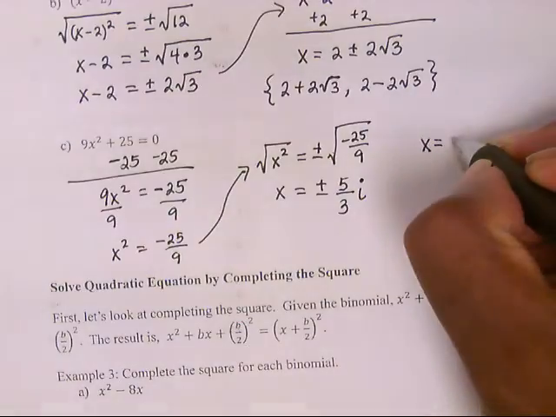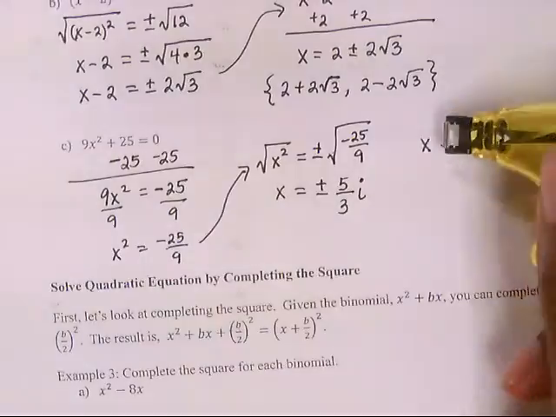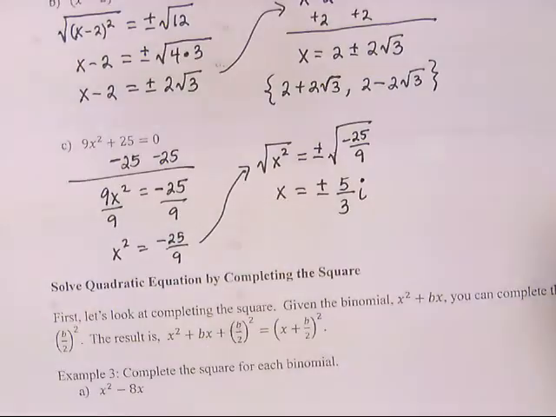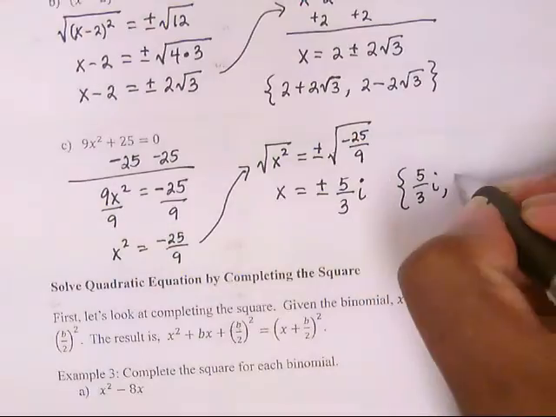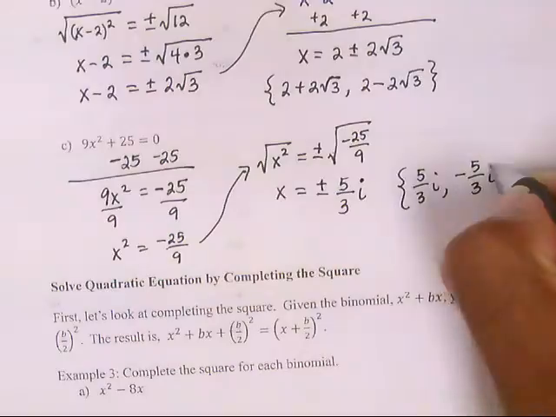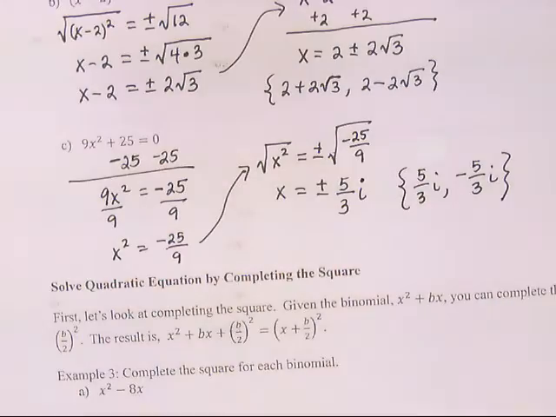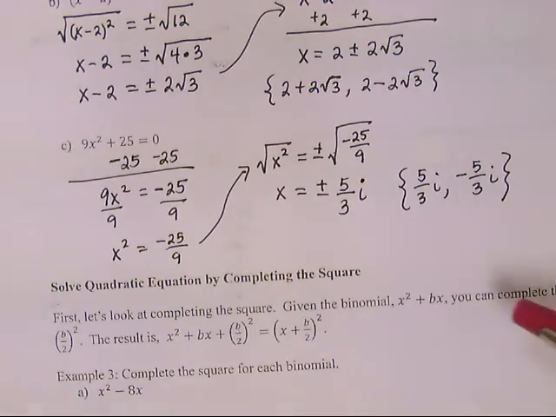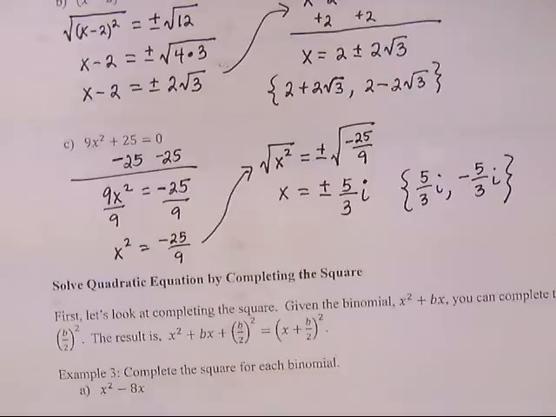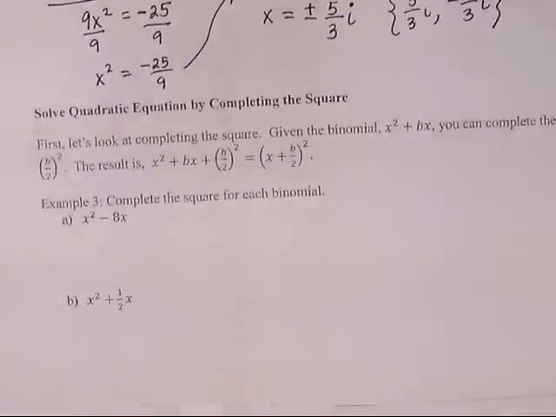Now again, we have to write this as 2 separate answers. Like this. 5/3 i and negative 5/3 i. So that's how we solve quadratic equations by using the square root property. Alright, next we'll look at quadratic equations by completing the square.